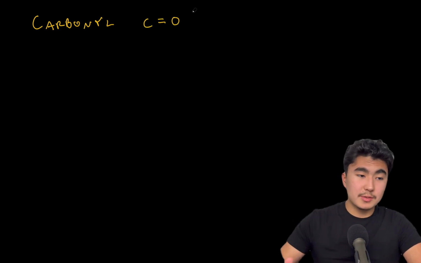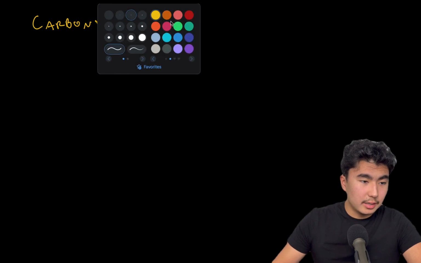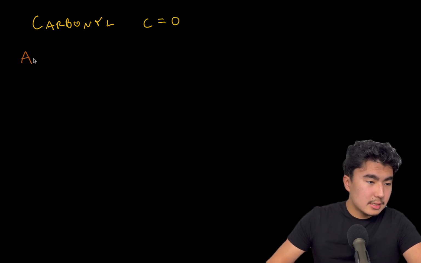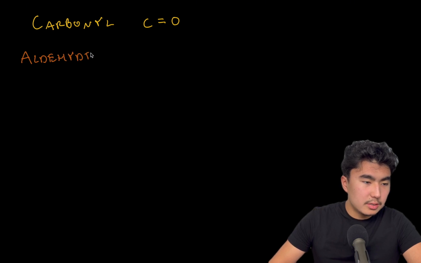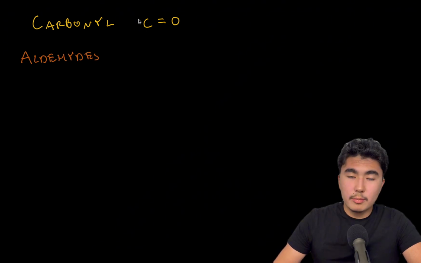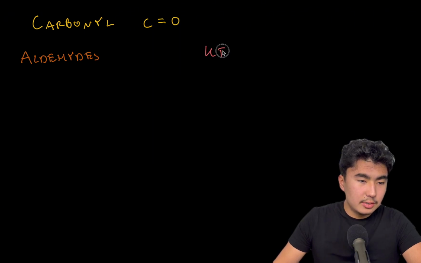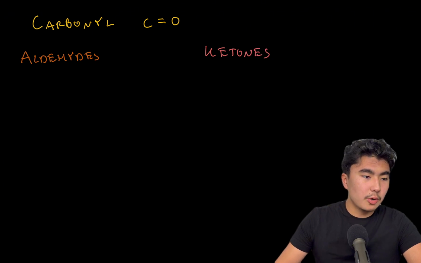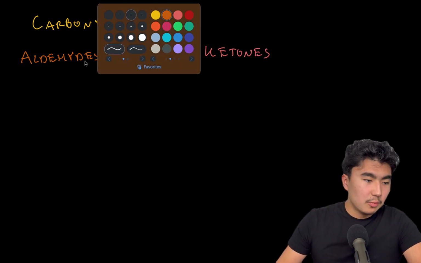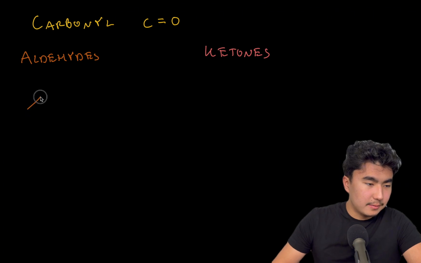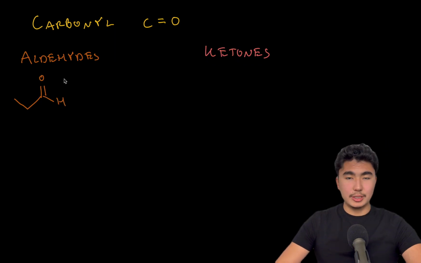And there's 2 types of carbonyls. We are going to have our aldehydes, and these are going to be the ones on the terminal carbon, and we're also going to have ketones, and these are going to be on the non-terminal carbon. So what do aldehydes look like? Well, it's something like this. Let's say we're bonded to a couple carbons over here, then there's an oxygen over here, bonded to a hydrogen.